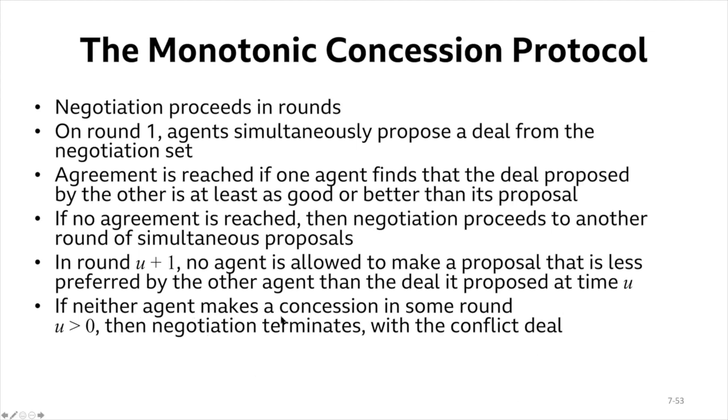And finally, if neither agent makes a concession in some round U, if both of them stay put and make the same proposal, then we say negotiation is over. And negotiation ends, and the deal that's selected is the conflict deal, the deal which consists of the tasks that they were originally given.